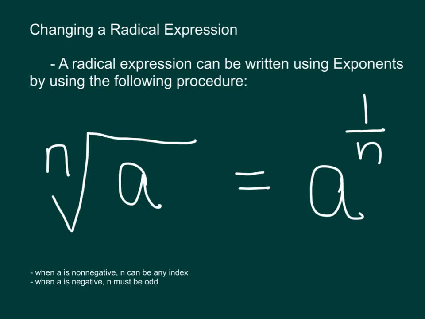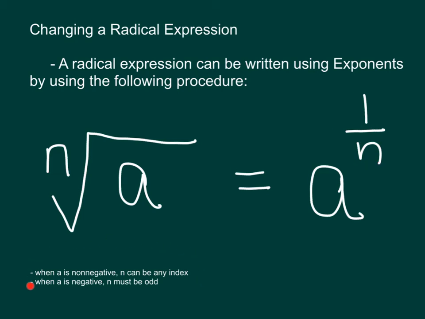And the other thing we need to know in this unit for video 1, changing a radical expression. So we're going to go back between exponential and what is called radical expression. We're going to go back and forth with these. A radical expression can be written using exponents by using the following procedure. So here we have the nth root of a, okay, so we don't know what this value is equal to, a to the power of 1 over n, okay?